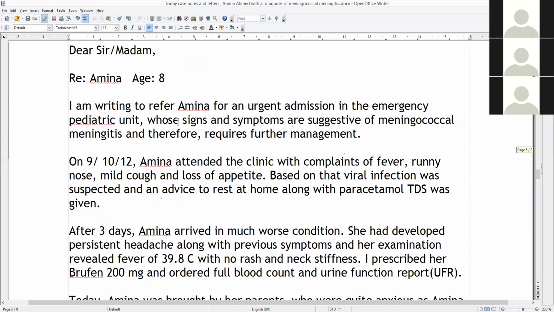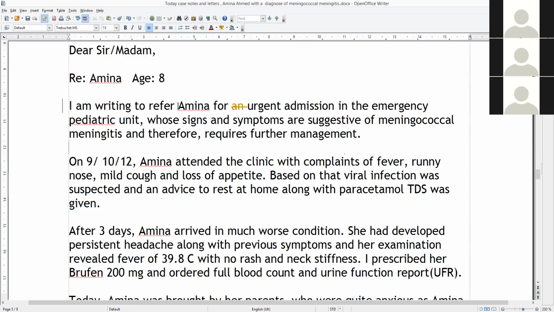Writing to refer Amina Ahmed. We don't really need that article. Simply urgent admission in the emergency pediatric unit. So, right, punctuation. So, whose relative clause usually comes after a noun, the noun of who the relative pronoun is referring to. So this, I'm writing to refer Amina.